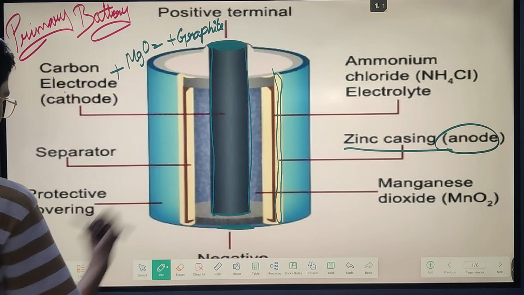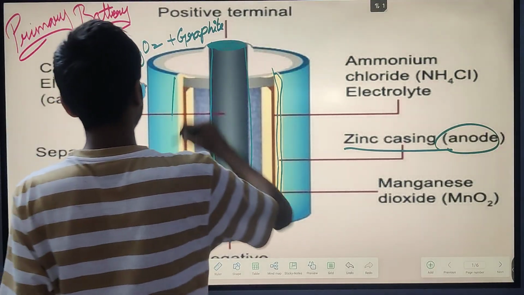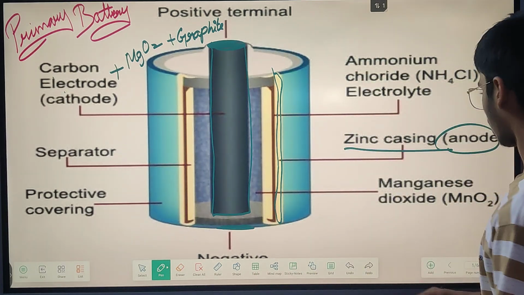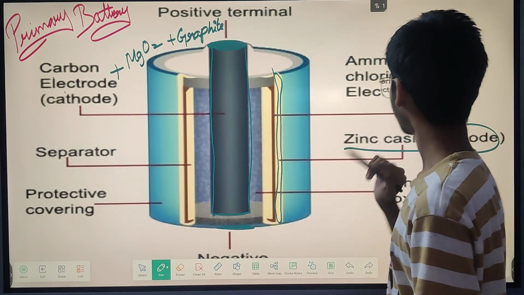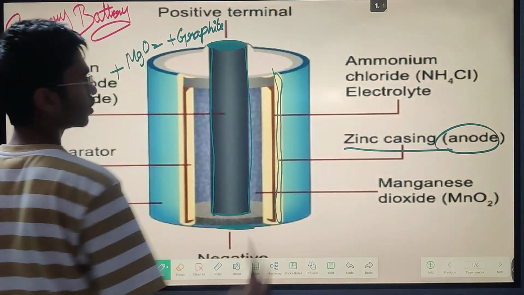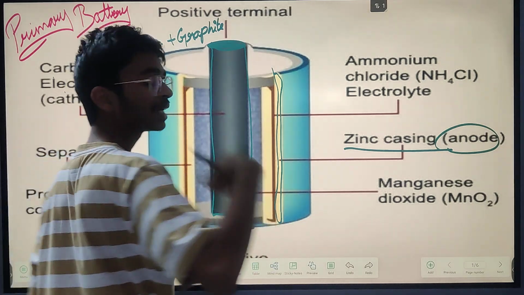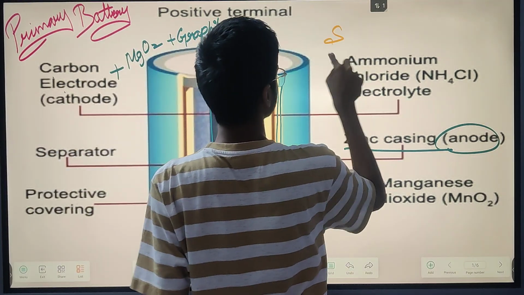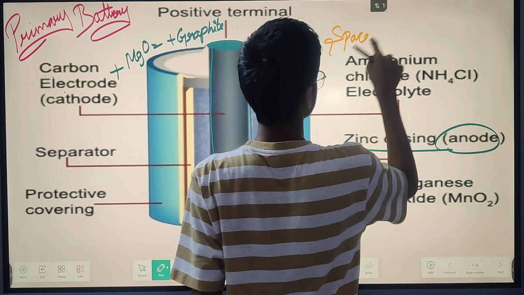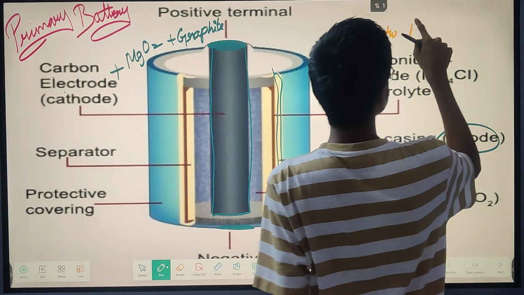Then there is this separator. A protective layer will always be there in any battery, which is this bluish color. Then magnesium dioxide, as I said, will also be there, and there is also this space between the anode and cathode, to fill this space.